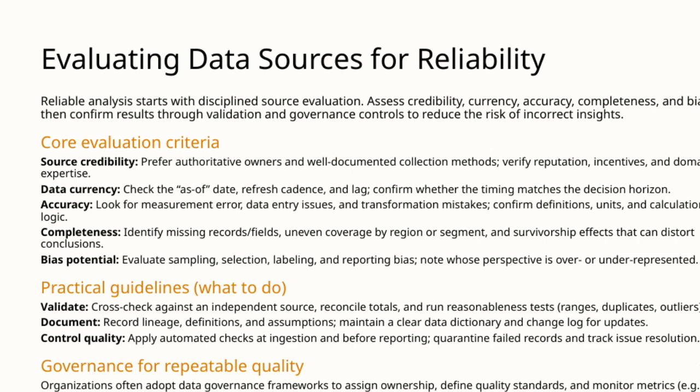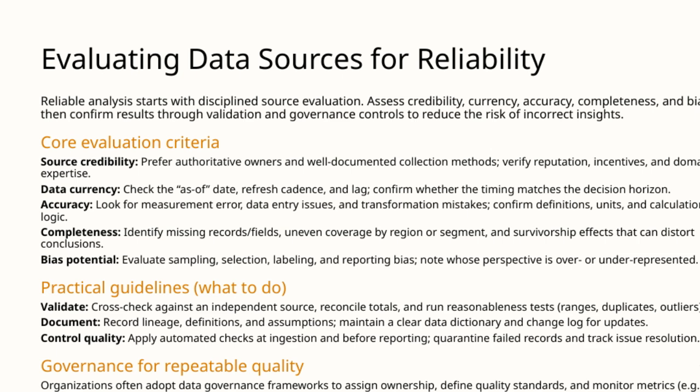Moving beyond assessment, practical guidelines involve validating the data by cross-checking against independent sources, reconciling totals, and running reasonableness tests like checking ranges, duplicates, or outliers. Documentation is equally important, recording data lineage, definitions, and assumptions, and maintaining a clear data dictionary and change log to track updates over time. To control quality, we should implement automated checks at data ingestion and prior to reporting. Failed records need to be quarantined and issue resolution tracked systematically.